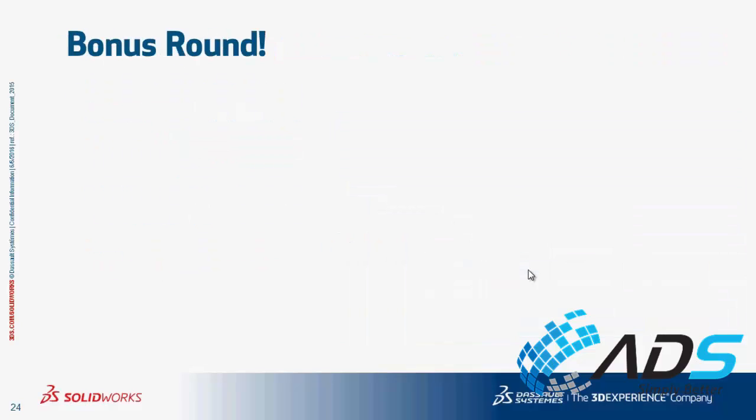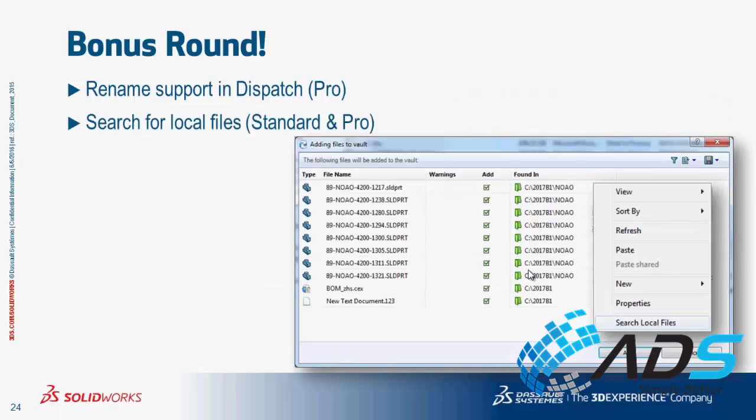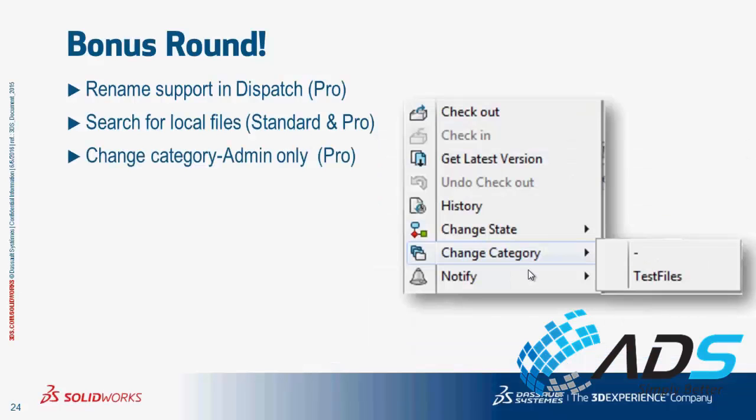For our bonus round, we got a few delighters here we can go through. So rename support and dispatch pro. Before, we couldn't move, now you can move and rename a file. Lots of demand for that one. You can search for local files, so you can right-click in Windows Explorer in the white space, and then you can search for local files. It'll show you any files that are local that have not yet been added, so you can add them straight away. You can change categories even.